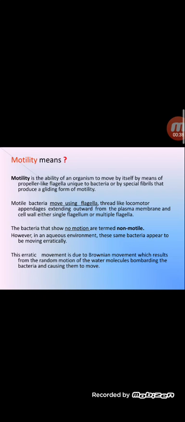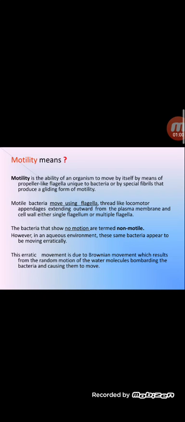So the bacteria which show movement or motion are called motile bacteria, and they use flagella, which is a thread-like locomotive appendage or structure extending outward from the plasma membrane and the cell wall. There may be either a single flagellum or multiple flagella. And the bacteria that do not show any movement are termed non-motile bacteria.